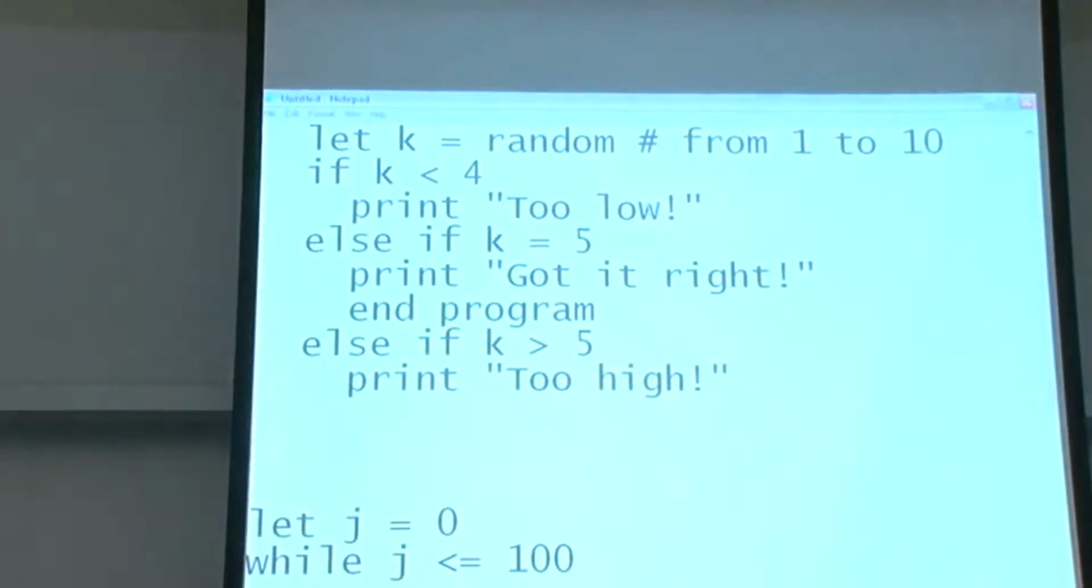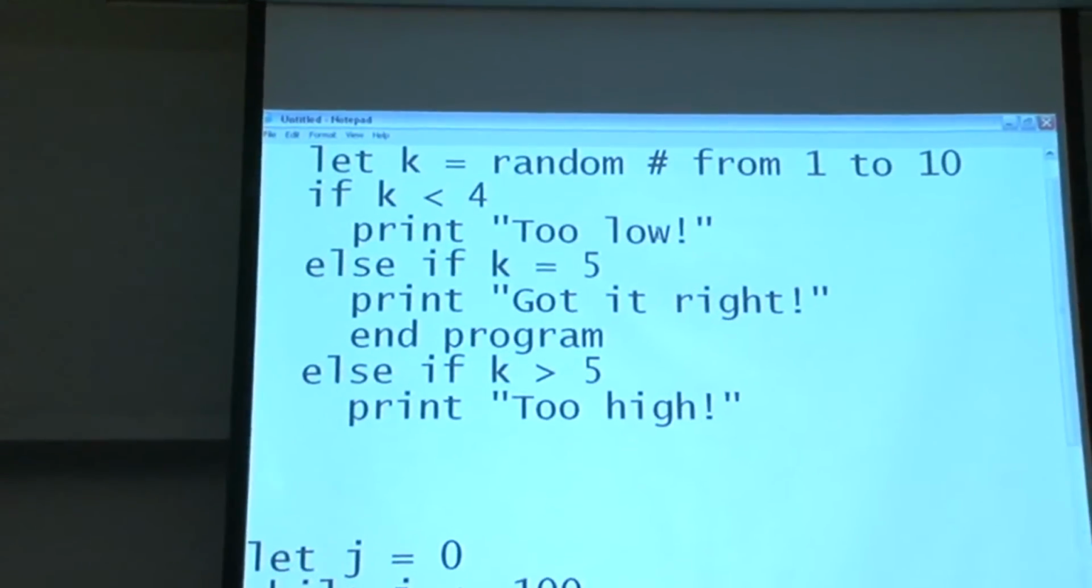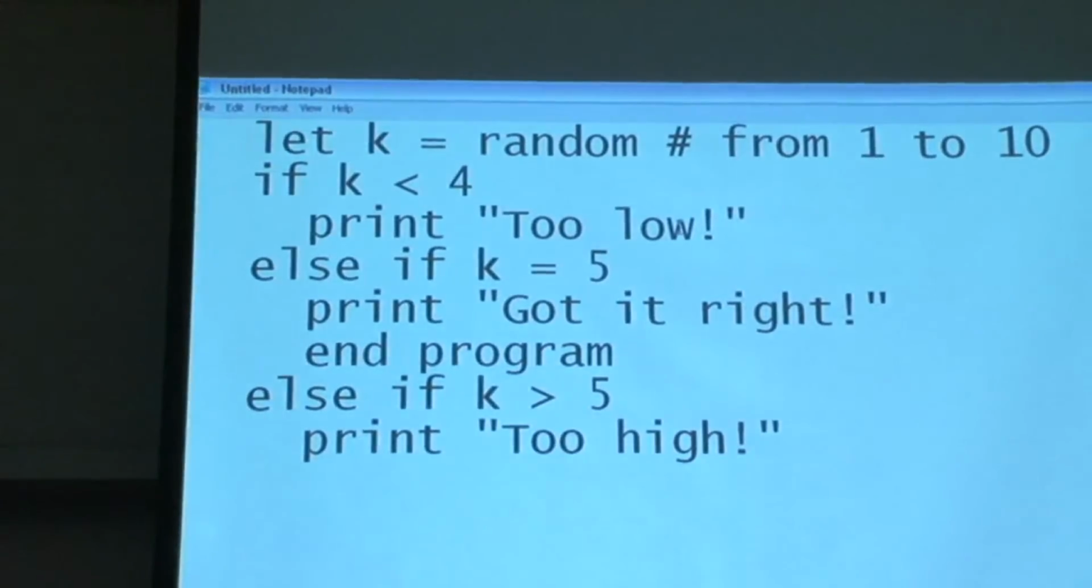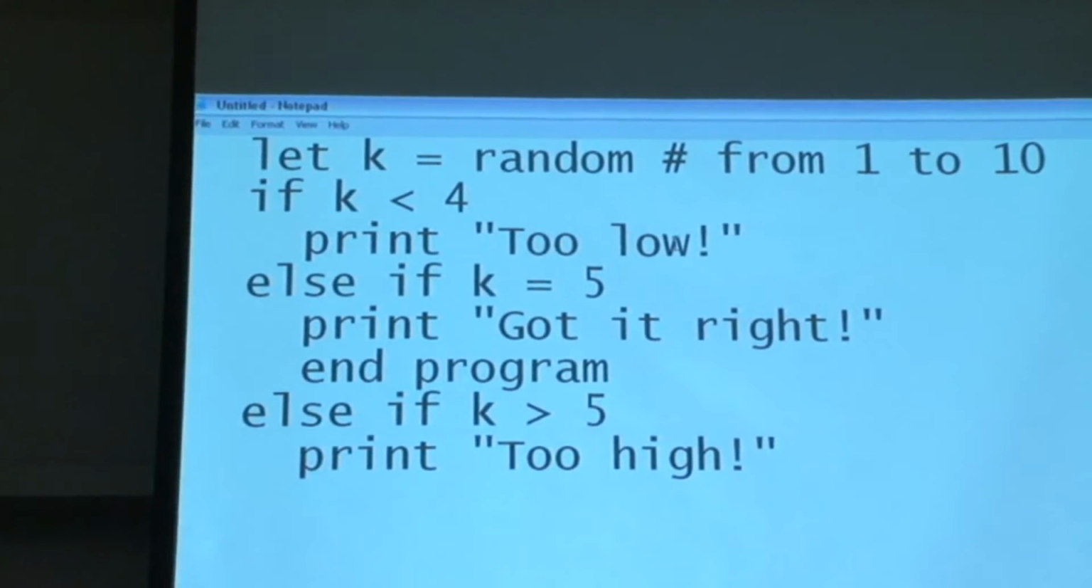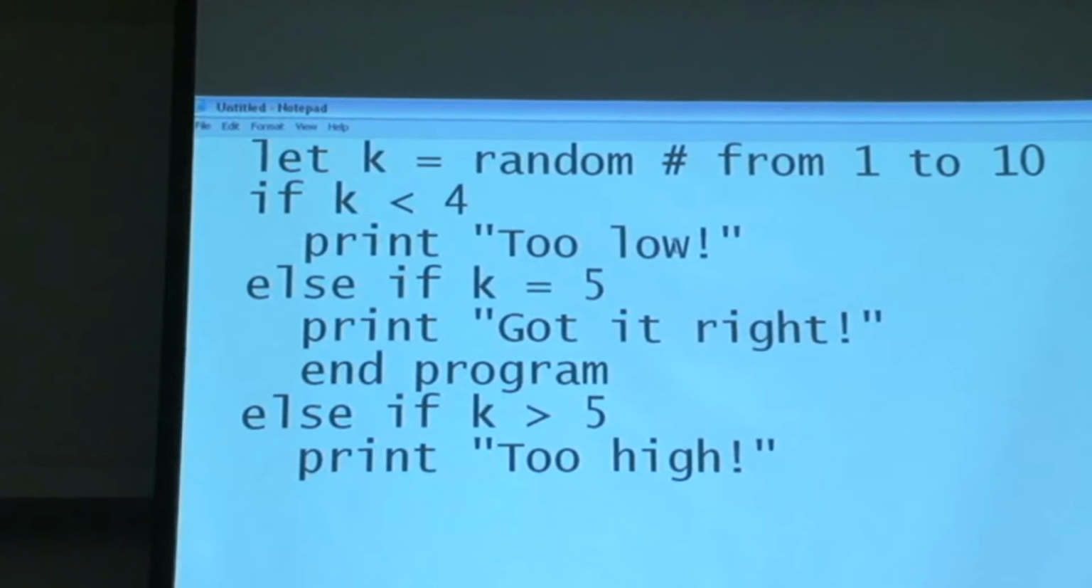Yeah? What if the number is 4? What if the number is 4? That's a good question. So if the number is 4, let's see what happens. So let's say k picks a random number, and that random number is 4. Is k less than 4? No. Is k equal to 5? No. Is k greater than 5? No. So nothing happens. It goes back to the beginning of the loop, picks another random number, and it continues.